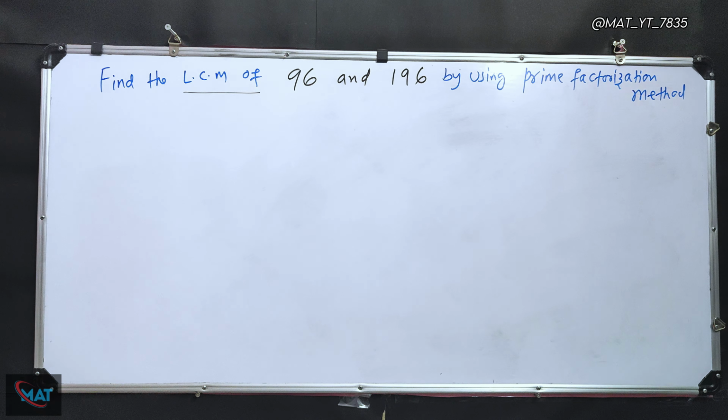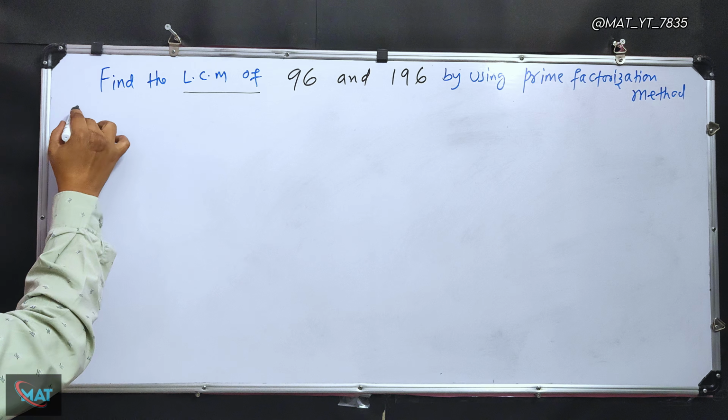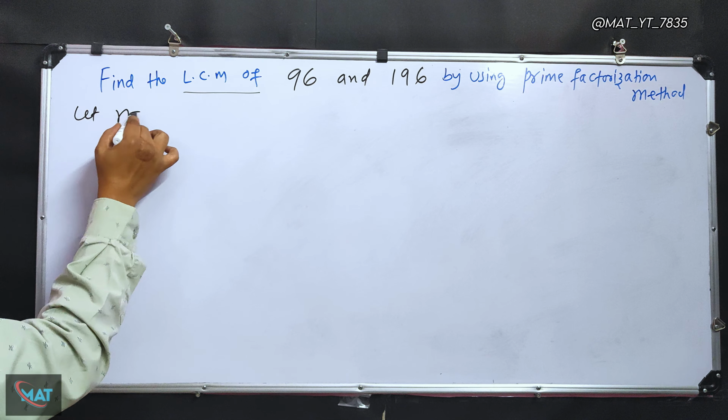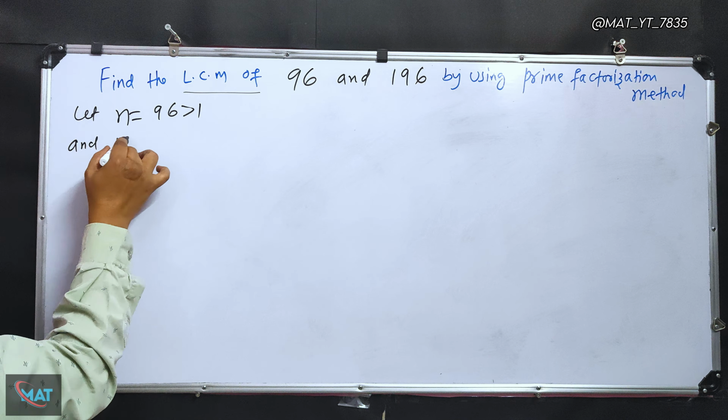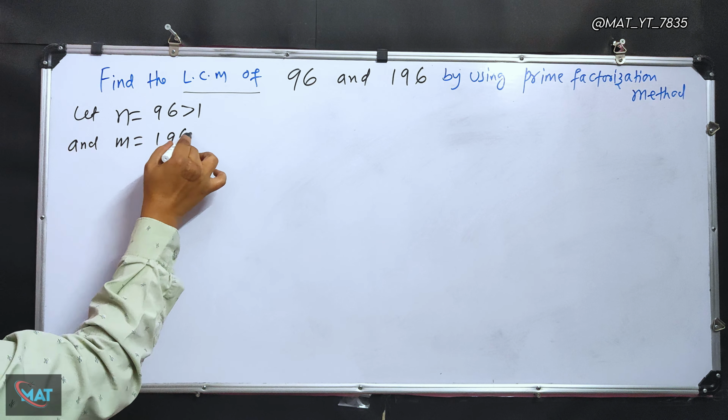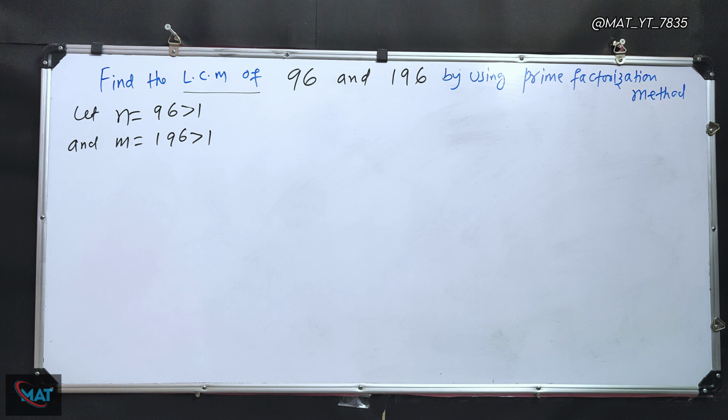Here what is to be done? Same procedure. Let us name them as n equal to 96, that is more than 1, and m equal to 196, that is also more than 1. First we need to express these two numbers as a product of different prime numbers.